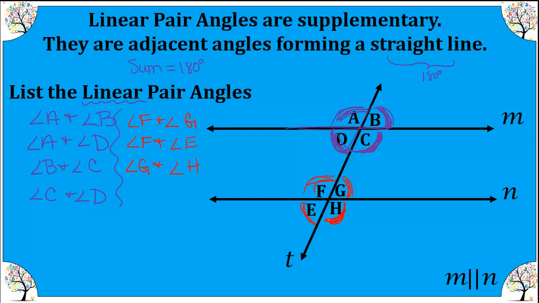And then we have angle H and E creating line N, and they are a linear pair. So we have 8 linear pairs of angles. So again, linear pair angles are supplementary. They add up to 180.